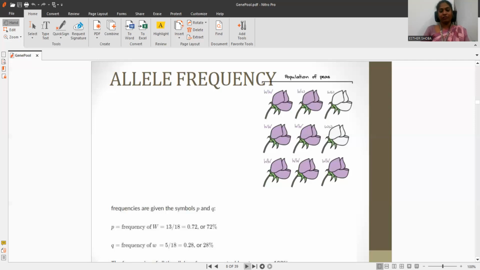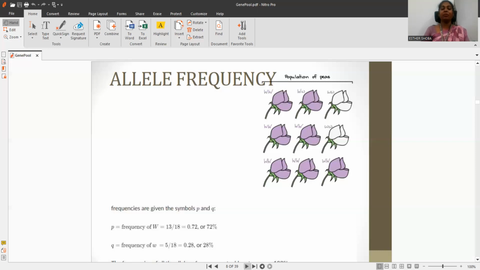Now when we speak about a particular gene, these genes are usually in the form of two copies. So with 9 plants, I will be having 18 alleles. Of 18 alleles, the alleles which are responsible for the purple color, that is nothing but your capital W. When we try to count, of 18 alleles, it is usually 13 alleles which are responsible for the purple color of the flower.